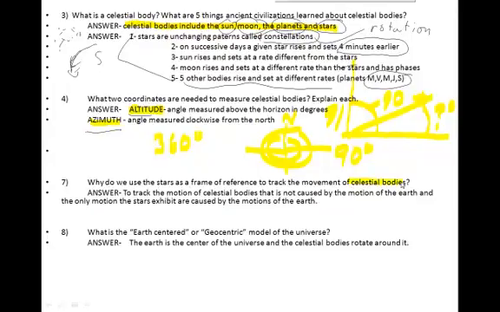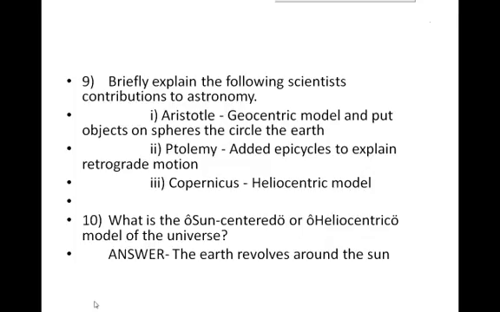Next, why do we use the stars as a frame of reference to track the movement of other celestial bodies? Well, to track the motion of celestial bodies that is not caused by the motion of the Earth is one reason, and the only motion that stars exhibit is basically because of the Earth moving. What's an Earth-centered or geocentric model? The Earth is the center of the universe, and all other celestial bodies rotate around it. And so let's talk about that.